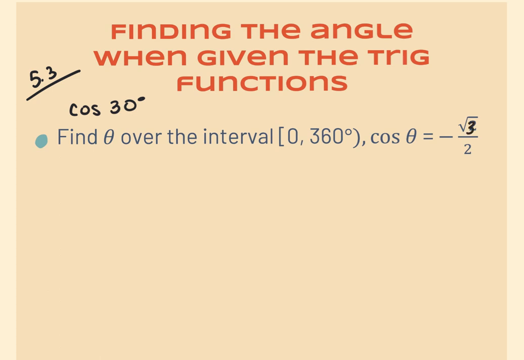So the directions would say find theta over the interval of 0 to 360. Notice there's a bracket on 0 and a parentheses on 360. That means if 0 is an answer, we include it, but 360 we do not. So we change it to say cosine of theta equals square root 3 over 2. So what we're going to do is ignore the sign for now. We're going to come back to that in a minute. But we're going to set up a triangle. We're going to put theta in the corner.